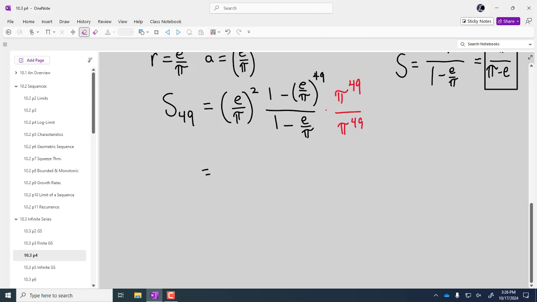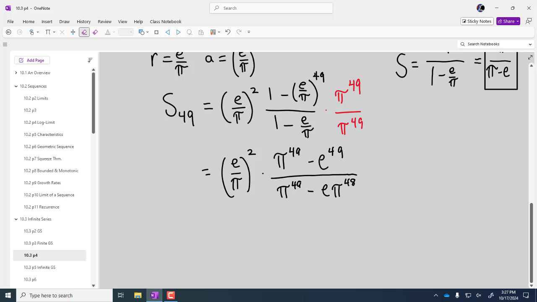So let's see. We're going to have the e divided by pi squared. Let's just leave that alone. Here, multiply by pi to the 49, so we'll have pi to the 49 minus e to the 49, all divided by pi to the 49 minus e to the 48. So e pi to the 48. I can read your mind. There we go.